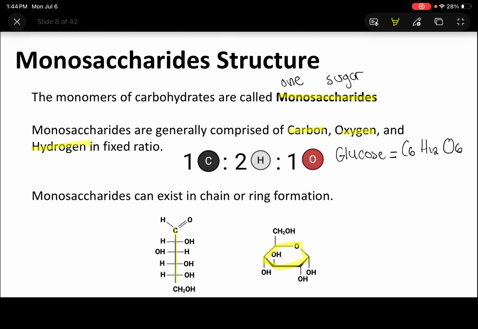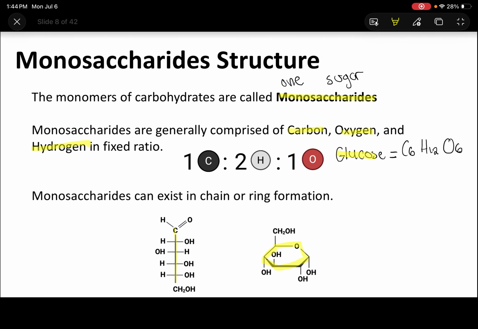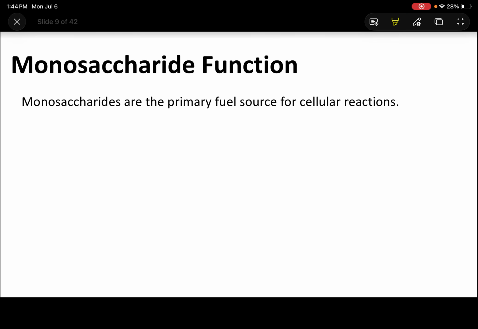Now, what is the purpose? What's the function of a monosaccharide? We have monosaccharides in our bodies, and especially one that we're going to come back to a lot is glucose. This is primarily where we get a lot of our energy. Monosaccharides are the primary fuel source for all of our cellular reactions. So when you're eating a nice turkey sandwich, you're getting a lot of carbohydrates from the bread, which will be broken down into glucose.